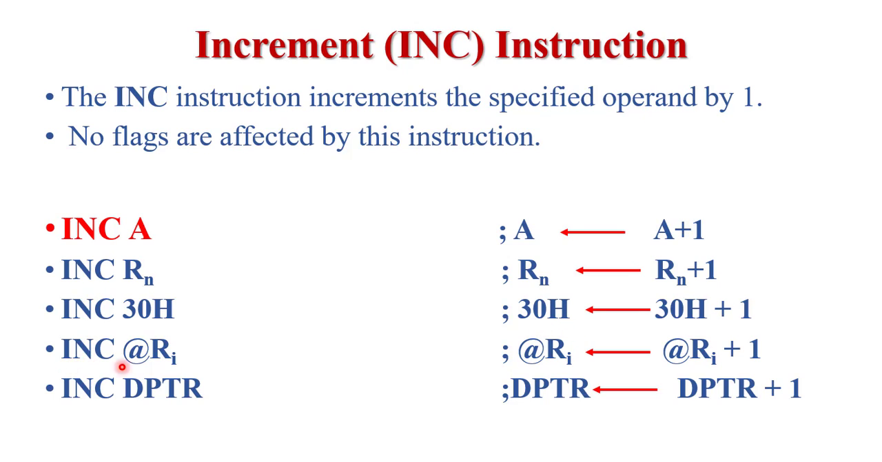Next is INC @Ri. This is an example of indirect addressing mode. Next instruction is INC DPTR. DPTR is a 16-bit data pointer register. This instruction tells that the data pointer is incremented by 1 and the result is stored in the DPTR register.